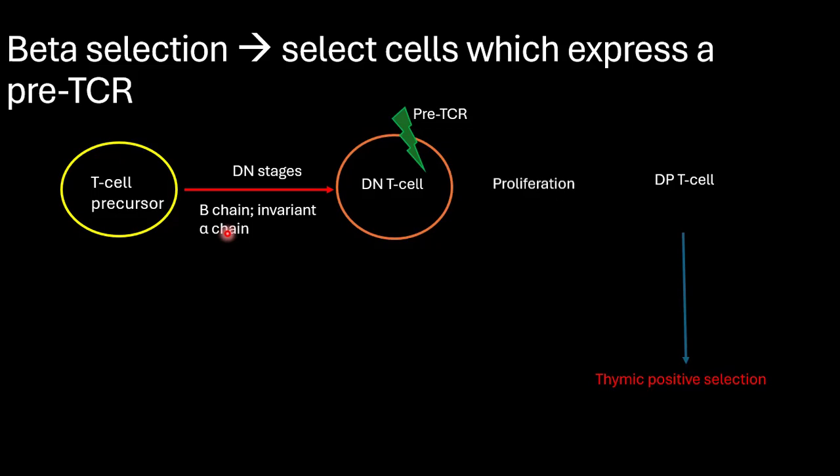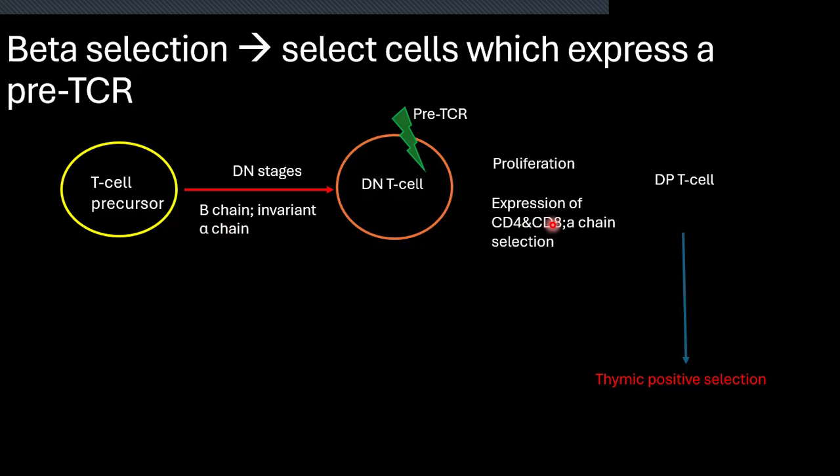But on the other hand, when a pre T cell receptor is formed, T cells are signaled to proliferate, and as they proliferate, they express both CD4 and CD8 molecules, and these two molecules are expressed within the same cell. Now it ceases to be a double negative, it becomes a double positive T cell, and these double positive T cells are involved in alpha chain selection.